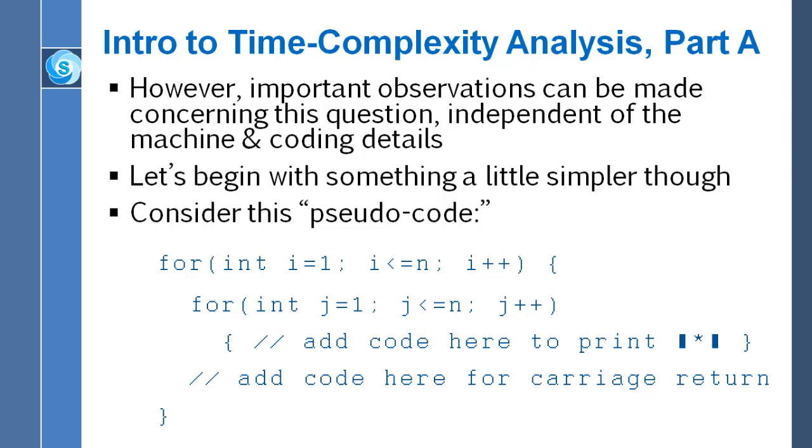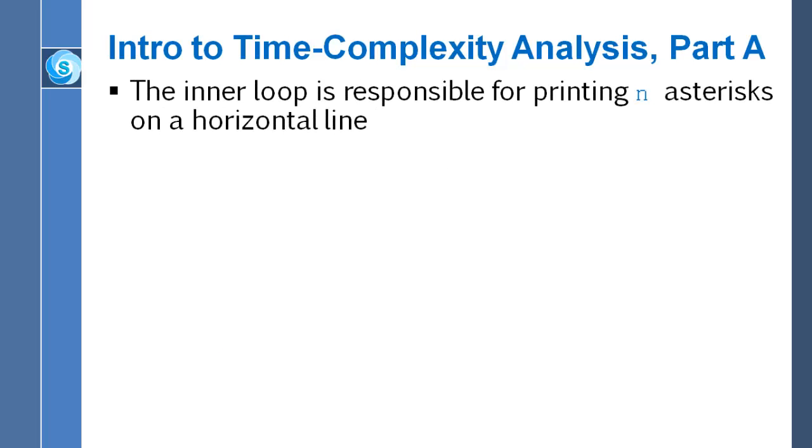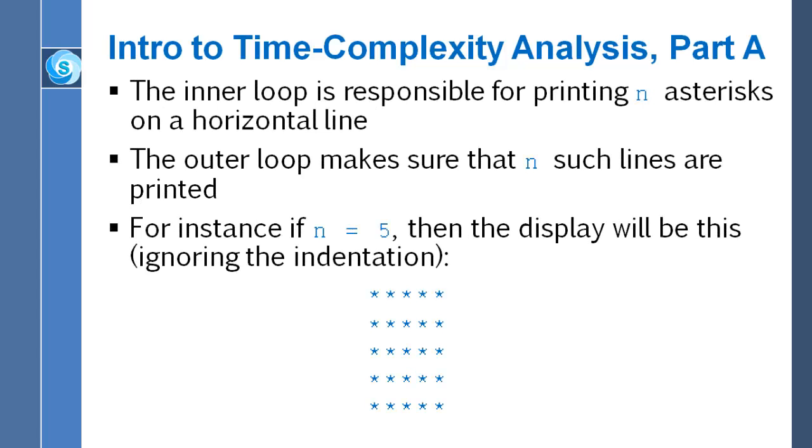Okay, so as I say, you've probably done this sort of thing, and whether you have or you haven't, this is the kind of thing you get. You get n rows, each row containing n asterisks. So for example, if n was 5, you'd wind up with this 5 by 5 pattern of asterisks. Okay. So here's some concrete questions that we can ask and answer.